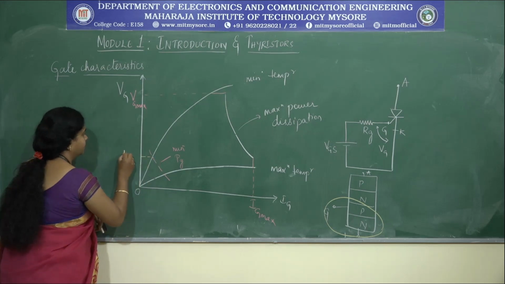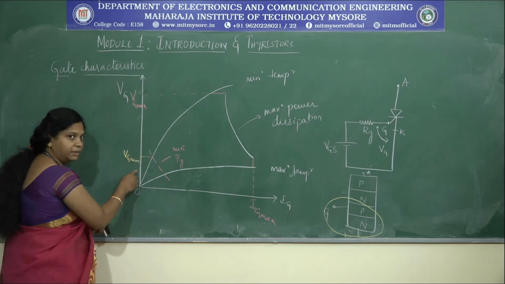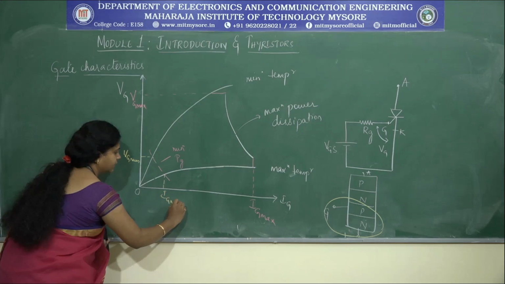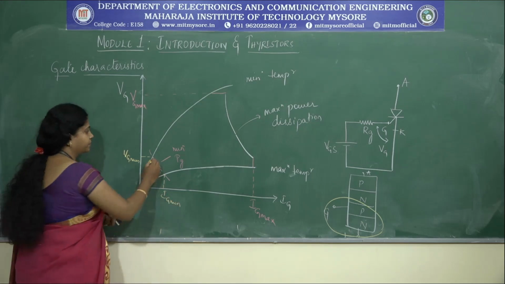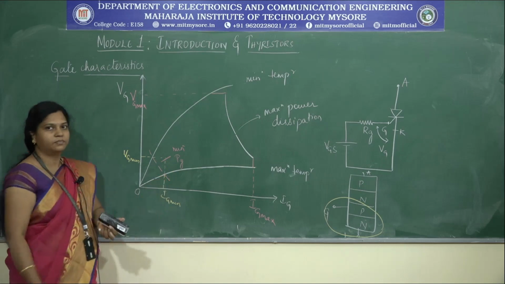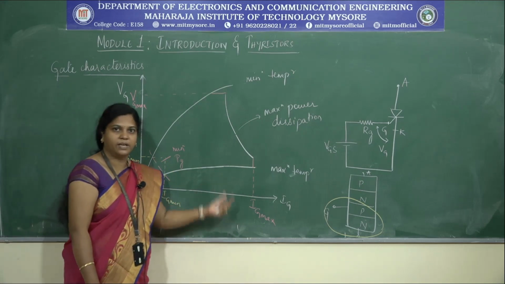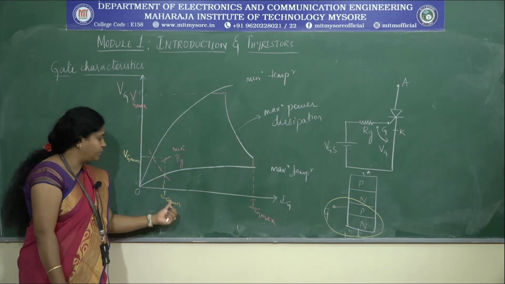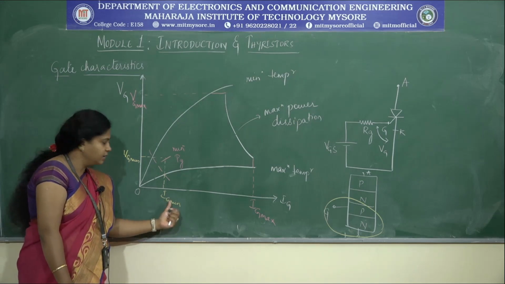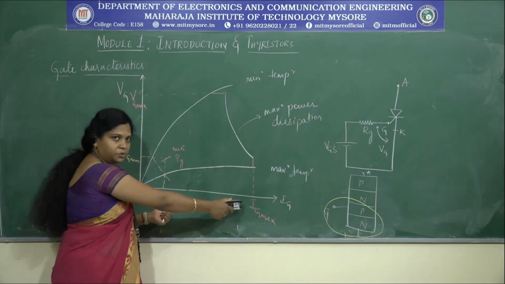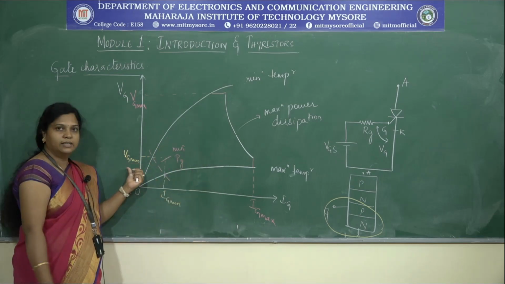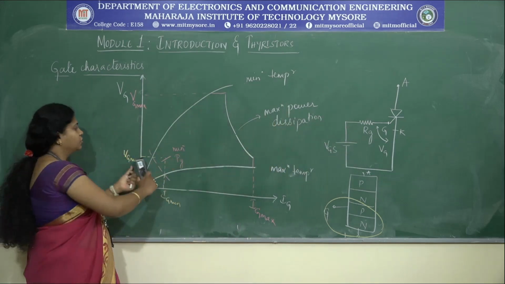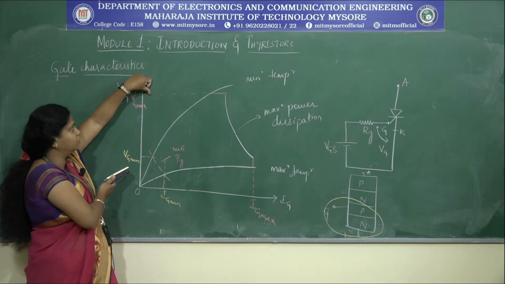So, with respect to the minimum power curve, here Vg minimum gate voltage, similarly here minimum gate current. Within this range, whenever we are using the gate to turn on the thyristors, we need to provide sufficient current ranging from the values Ig minimum to Ig maximum. Similarly, the required voltage that you apply across the gate cathode terminal should be within this range, Vg maximum to Vg minimum.